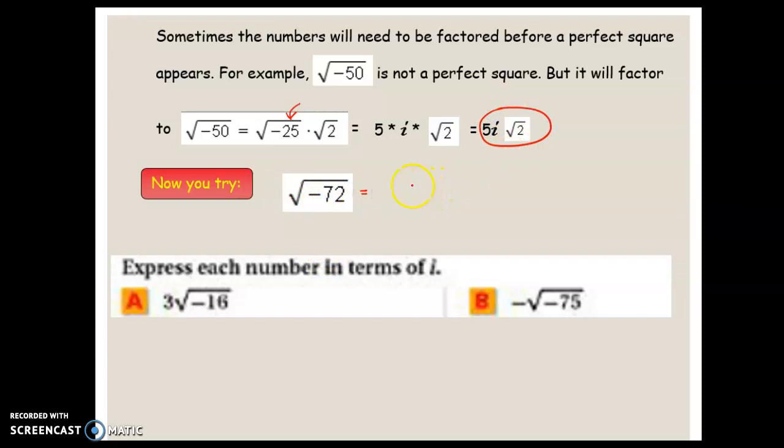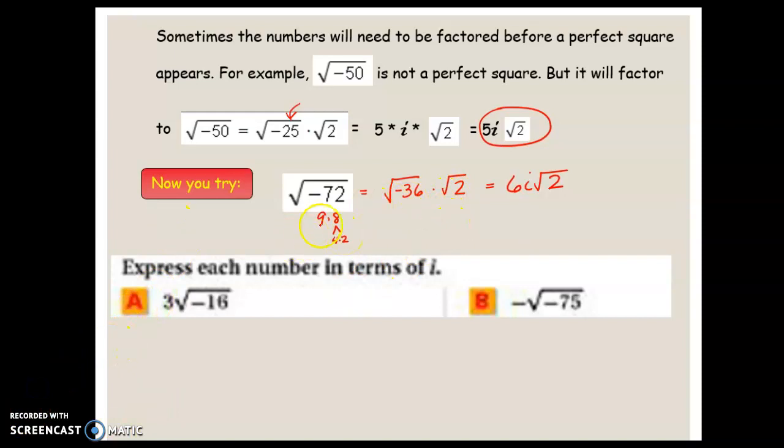-72 also works. The first one I see is 9 times 8. 8 also splits into 4 times 2. So I've got two perfect squares there. You can multiply them together and get a square root of -36 times square root of 2. So that's going to end up being 6i times the square root of 2. Okay? It will break down if you want it to.